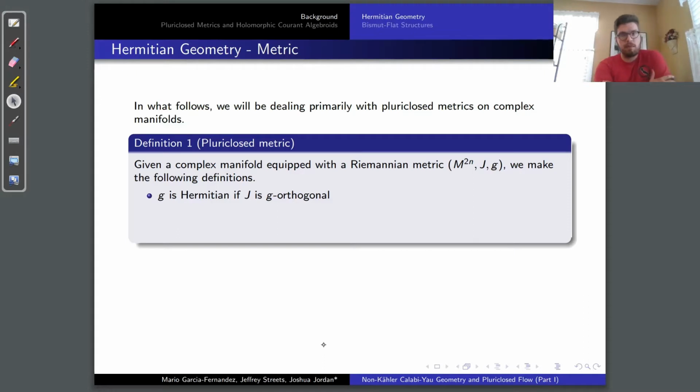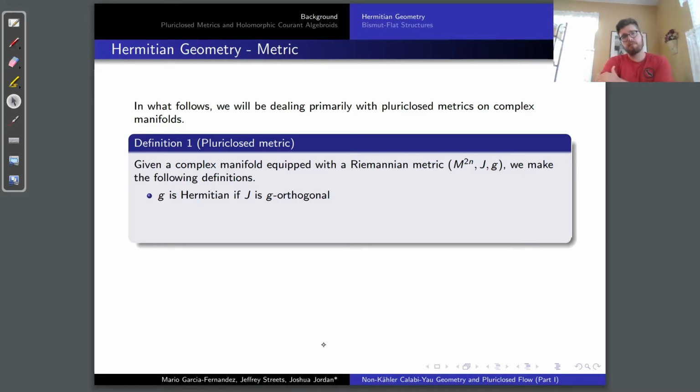In terms of Hermitian geometry, at least for this talk, I'm presuming that people know Riemannian geometry, at least the definitions, but I'm trying to give as much of the Hermitian geometry as I can. So the place to start is pretty much always the metric, and we deal with specific kinds of metrics.